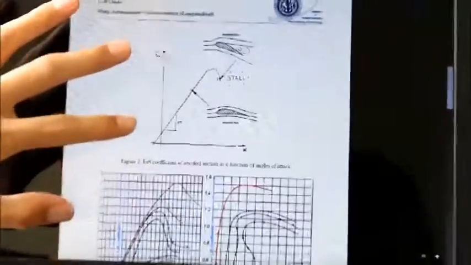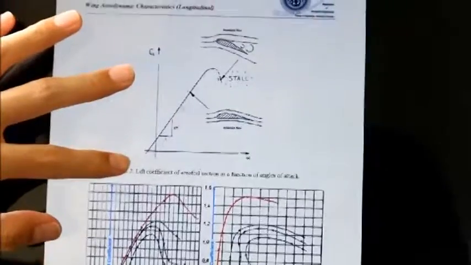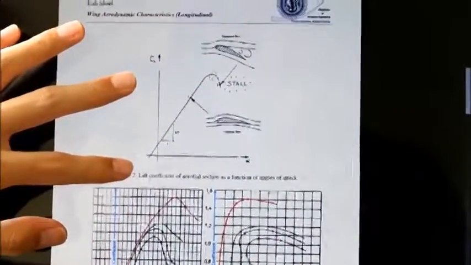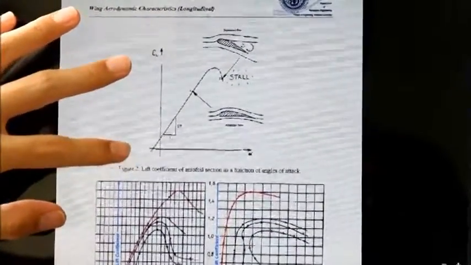So moving on to the graph here. As you can see, the CL will increase as the alpha increases until it reaches the maximum point here. We call this point the stall point.